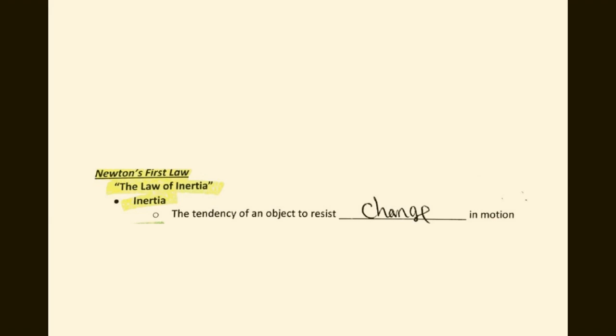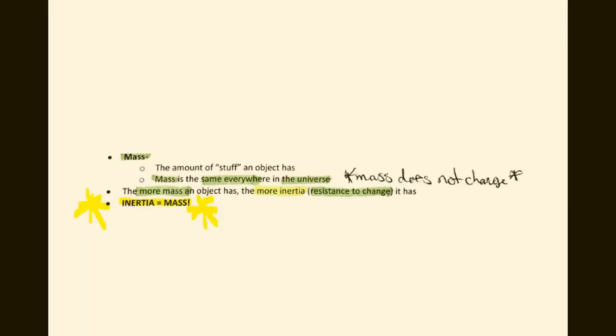Okay, Newton's first law, the law of inertia, is the tendency of an object to resist change in motion. So something at rest is going to stay at rest and so on. And we've discussed this previously as depending on the mass of an object. The amount of stuff an object has is considered the mass. Mass is the same everywhere in the universe. For the 100th time, mass does not change. And mass is basically equal to your inertia. The more mass an object has, the more inertia it has.